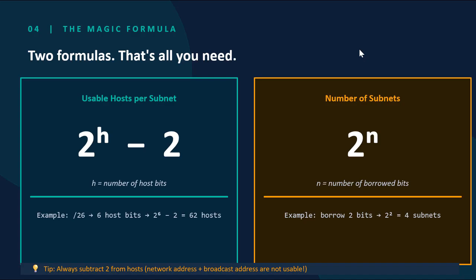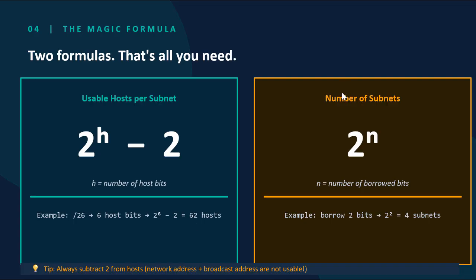Okay, so this is the most important slide in this whole video. There are two formulas. Formula 1 is used to calculate the number of usable hosts per subnet: 2 to the power h minus 2, where h is the number of host bits. Example, if we use /26, that means we have 6 host bits. So 2 to the power 6 is 64, minus 2 is 62.